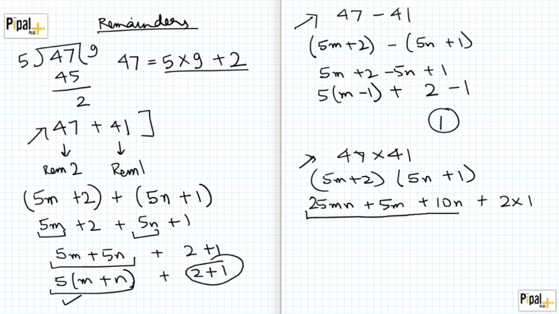Out of these three terms, I can take out 5 common. So I get 5 times 5mn plus m plus 2n. That's what I get.